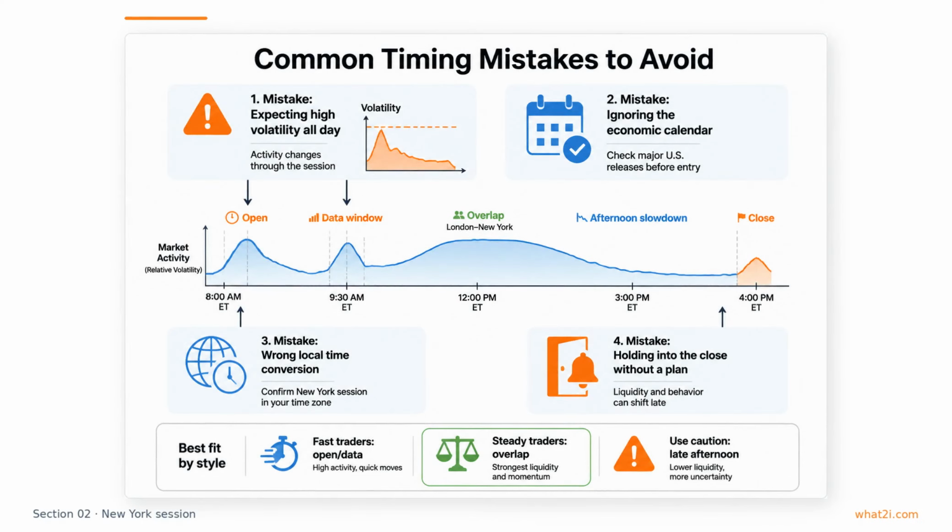Many New York timing mistakes come from assuming the session behaves the same from open to close. High volatility usually does not last all day, so traders who expect a morning pace in the afternoon often force bad trades. Another mistake is entering without checking the economic calendar, especially when major US data may be only minutes away. Time conversion errors also matter, because a trader using the wrong local equivalent can completely miss the best window.